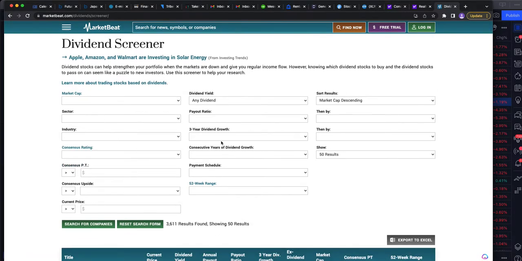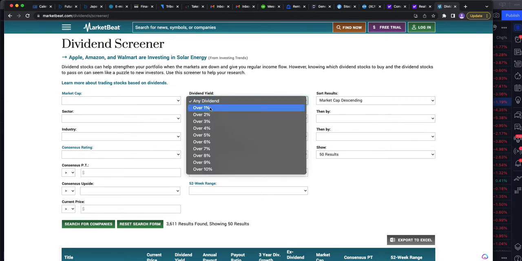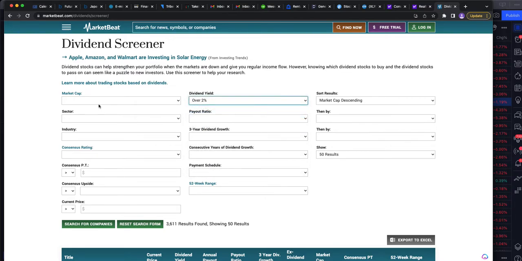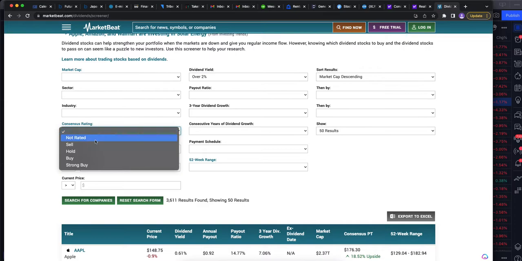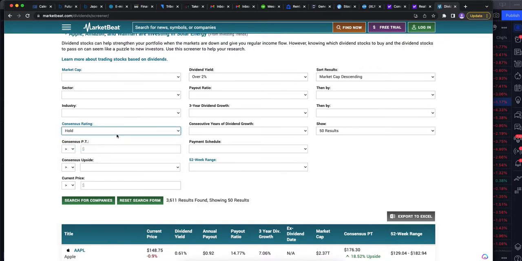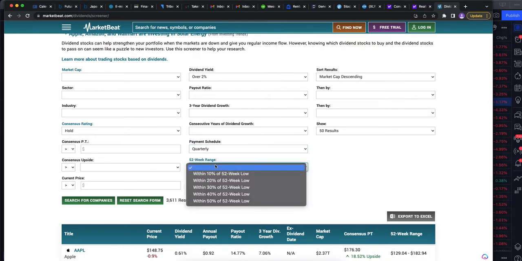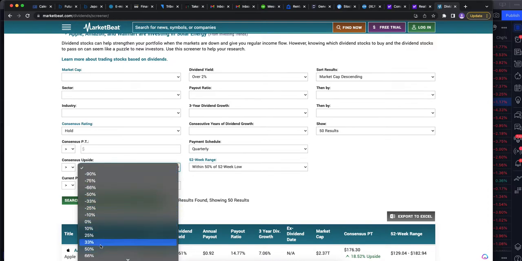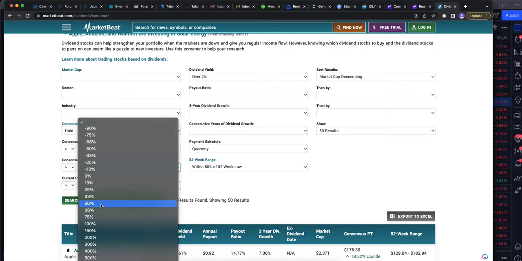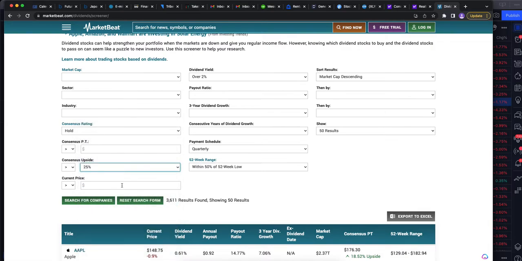So if we use a dividend screener, we can say we want 2%. We don't need to worry about sectors and all that. Consensus rating, let's say hold minimum. Payment schedule: if you want quarterly, put quarterly; if you want monthly, put monthly. For the 52-week range, we want it to be 50% sale. Consensus upside 20%. It's basically the same criteria that we put in the screener on FinViz.